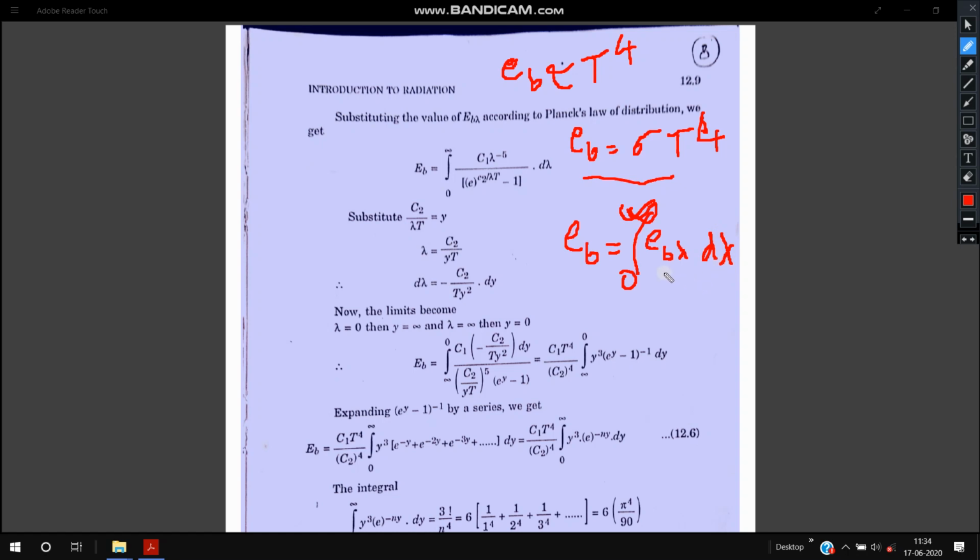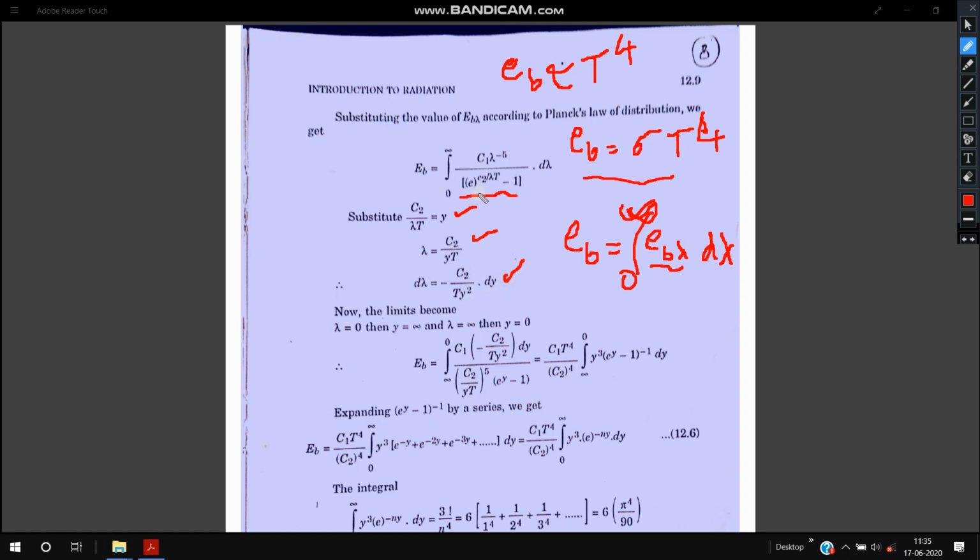Substituting the value of E_b lambda from Planck's law, E_b lambda is given by C1 lambda raised to minus 5 divided by e raised to C2 by lambda T minus 1, d lambda. Then substituting C2 by lambda T as y, lambda becomes equal to C2 by yT, then d lambda equals minus C2 by T y square dy.